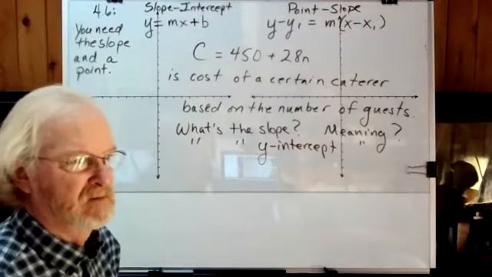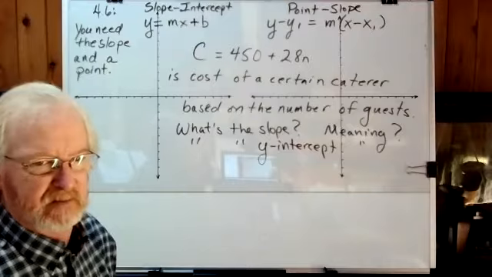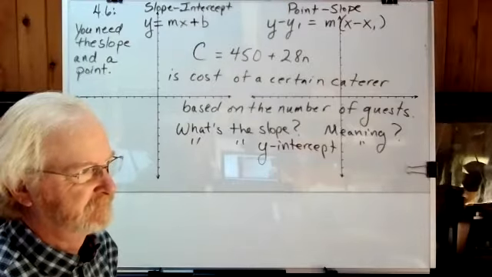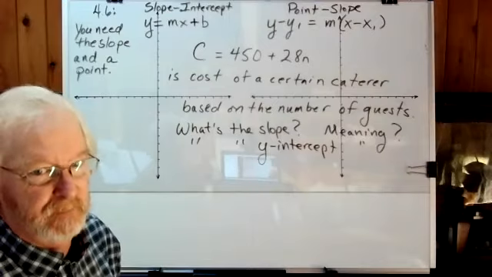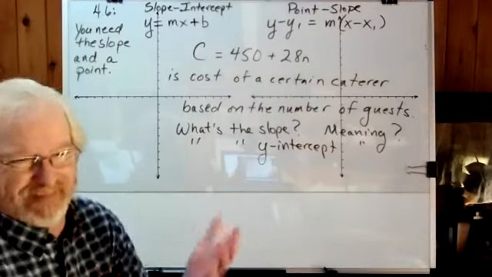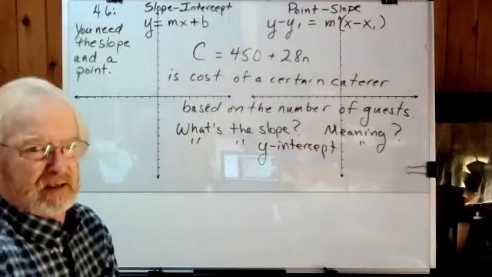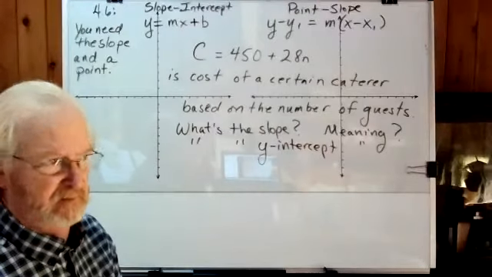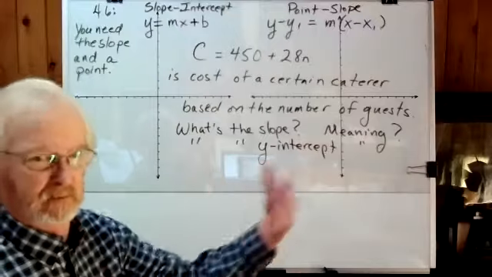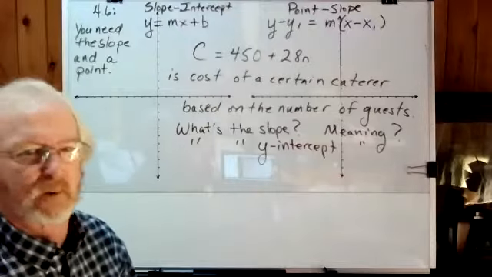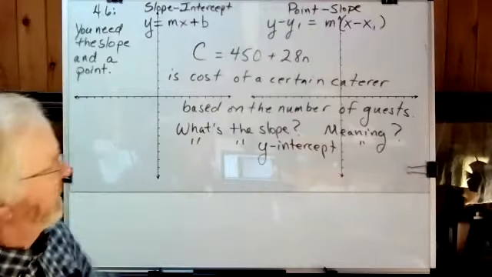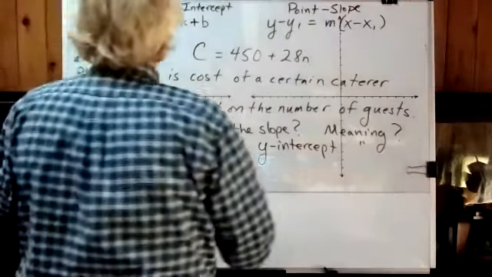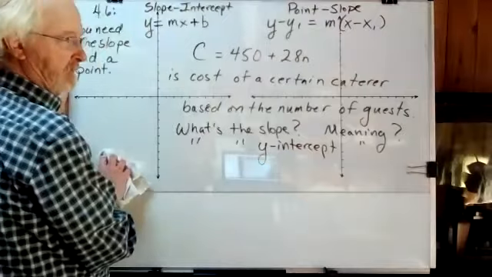So you're going to hire this caterer. What's the starting value? 450. What does that mean? If nobody shows up, you still have to pay the caterer the flat rate. That's not unusual for a contract situation like that: there's a flat rate starting point and then an additional amount per item. All right, that was just a warm-up to get the juices flowing.